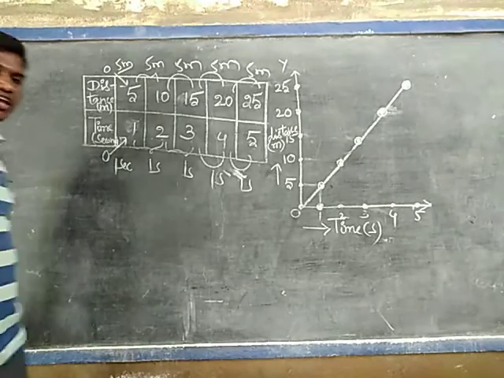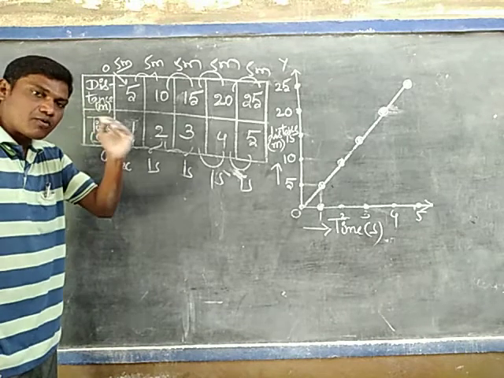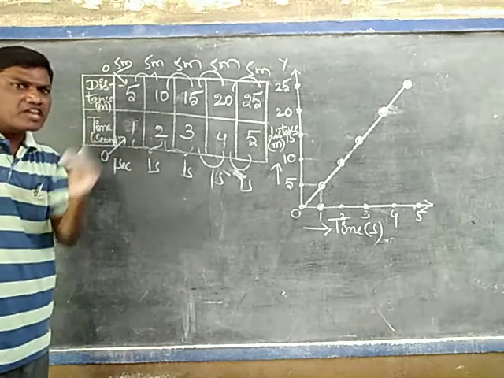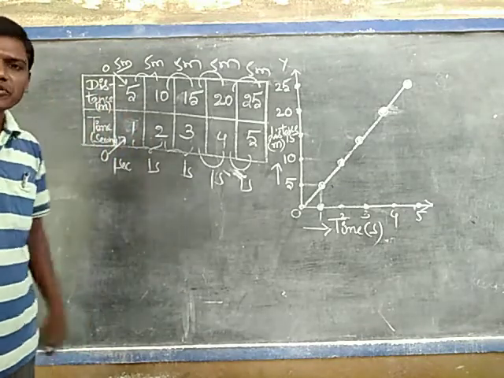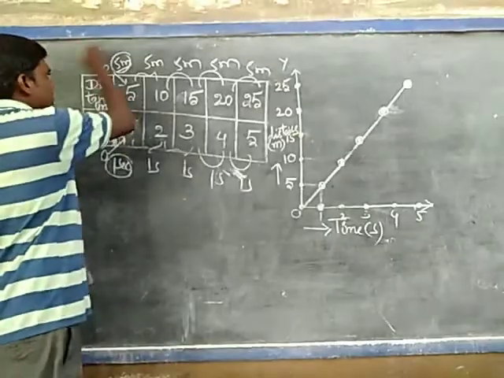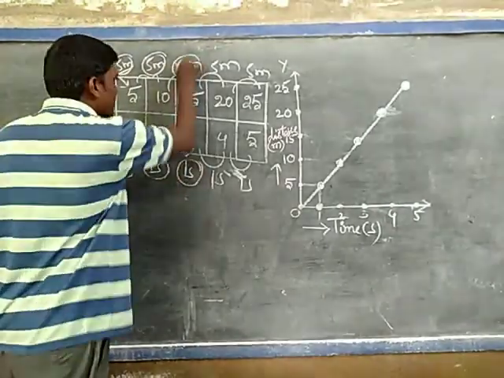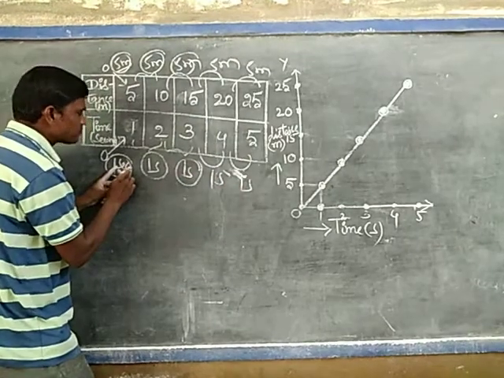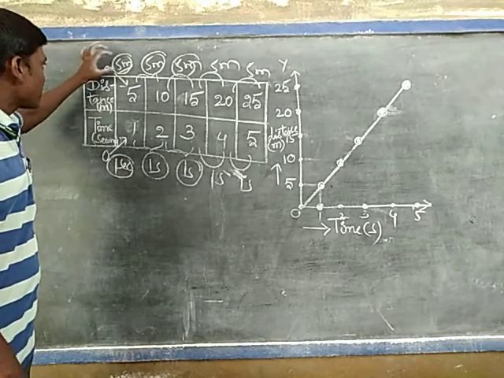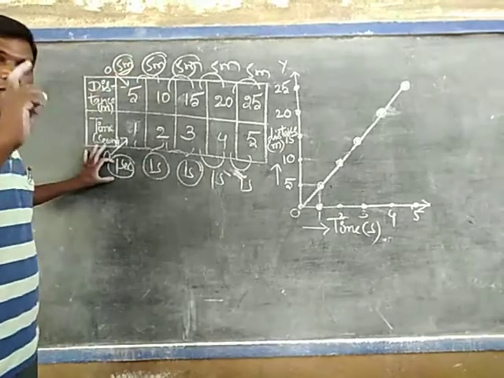When can you say the body is in uniform speed? If a body covers equal distances in equal intervals of time, then we can say the body is in uniform speed or uniform motion. Now here in the first 1 second, how much distance? 5 meters. In the next 1 second, 5 meters. Next 1 second, 5 meters. You are observing that every 1 second the body will cover 5 meters only, every time in 1 second.